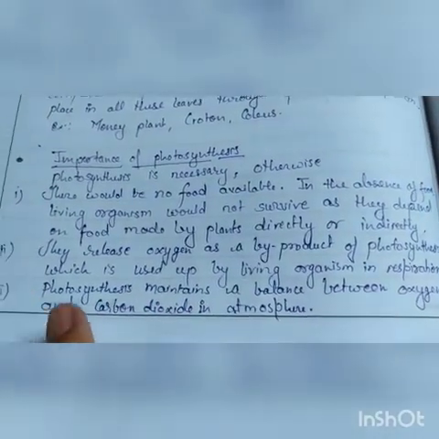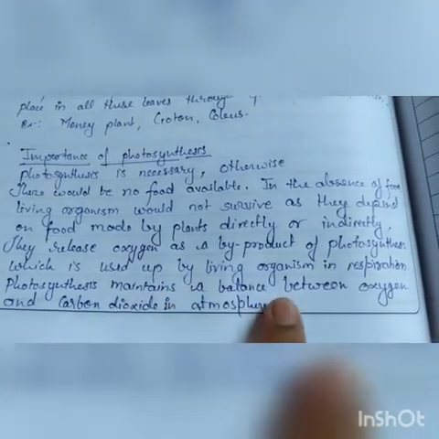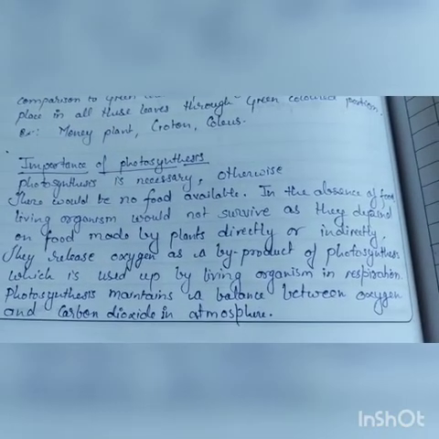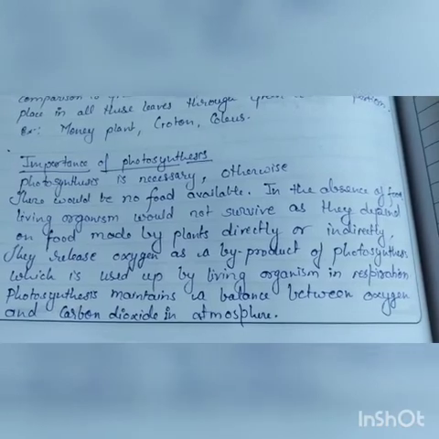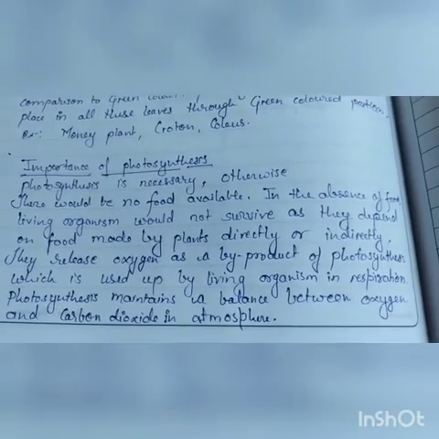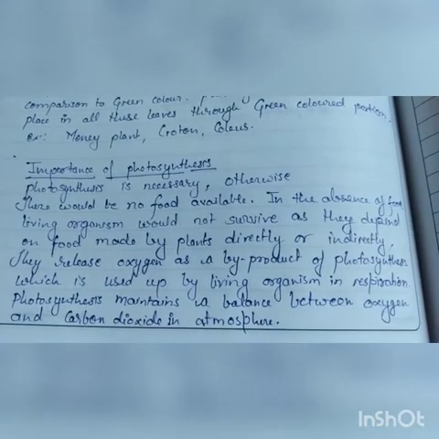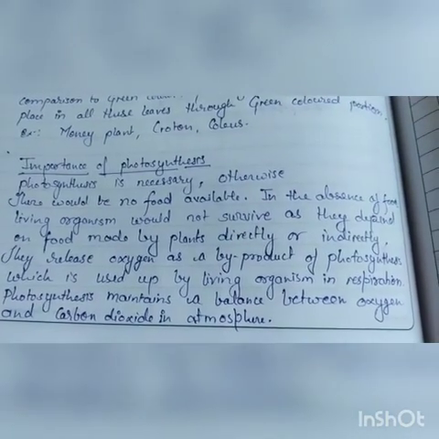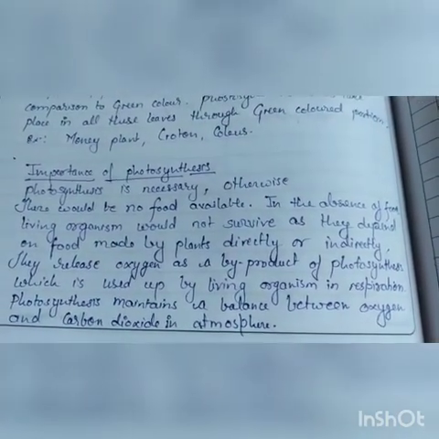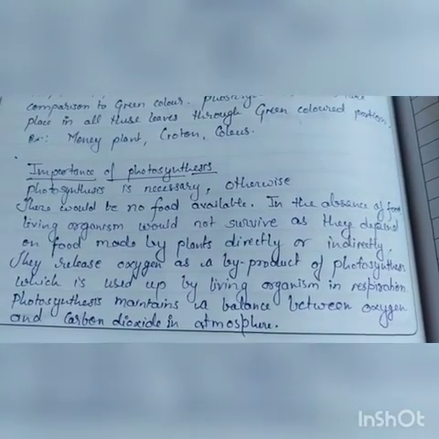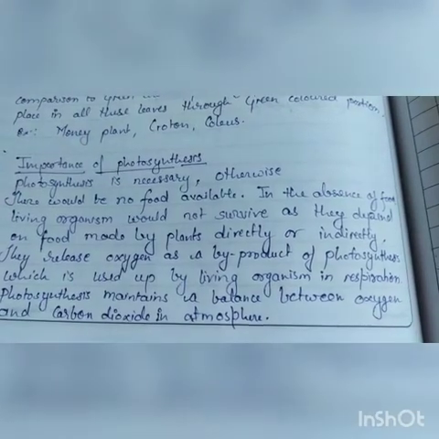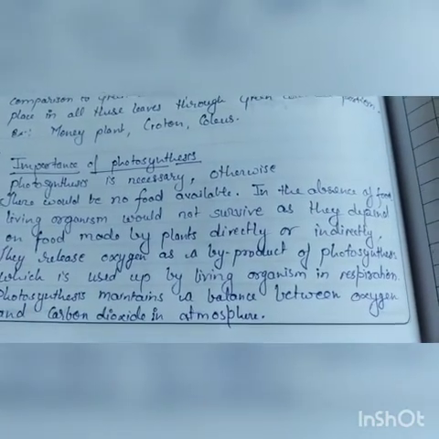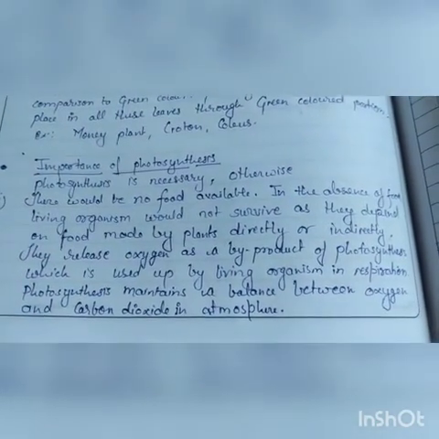And the third point I have written: photosynthesis maintains a balance between oxygen and carbon dioxide in the atmosphere. Plants are the only ones which give oxygen in return. Otherwise, all the plants and animals just take oxygen. They inhale oxygen. No one is there to produce or release oxygen. So plants are responsible for balancing oxygen and carbon dioxide in the atmosphere. So it is very important for photosynthesis to take place. These 3 points will tell you the importance of photosynthesis, why photosynthesis is necessary.